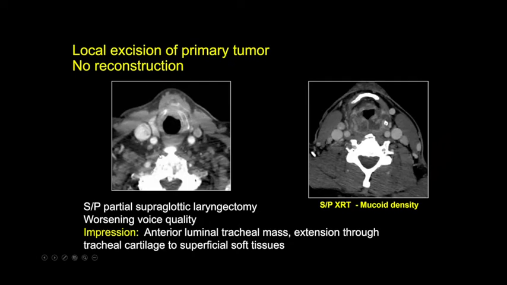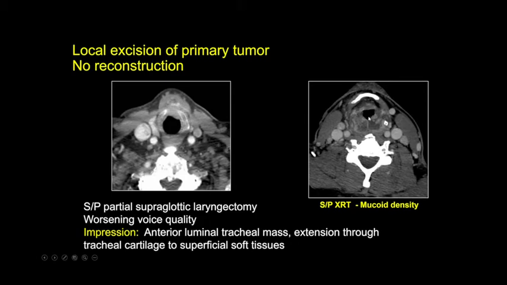This is another example, a luminal or laryngeal example. A patient's had a partial supraglottic laryngectomy. The voice is getting worse, and we see here a classic recurrence. It is a discrete mass along the anterior wall of the proximal tracheal ring. There's destruction of cartilage, and the tumor is now extra-laryngeal and extratracheal. It looks like a mass. That is recurrent tumor.